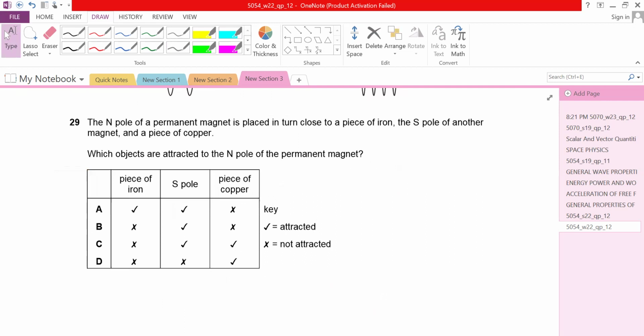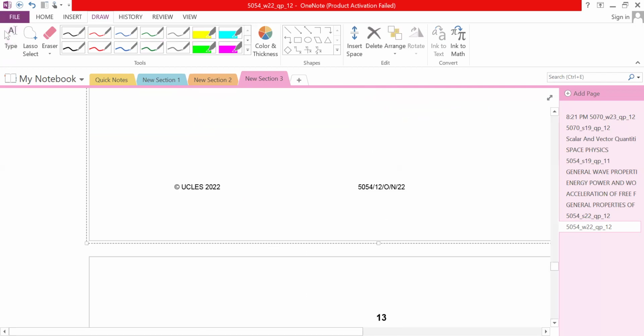The north pole of a permanent magnet is placed in turn close to a piece of iron, the south pole of another magnet, and a piece of copper. Which objects are attracted to the north pole of a permanent magnet? You know that copper is a non-magnetic material, so it won't be attracted, while the south pole and the piece of iron will be attracted. So the option is correct for question number 29.